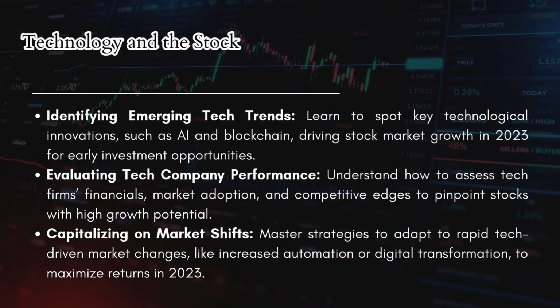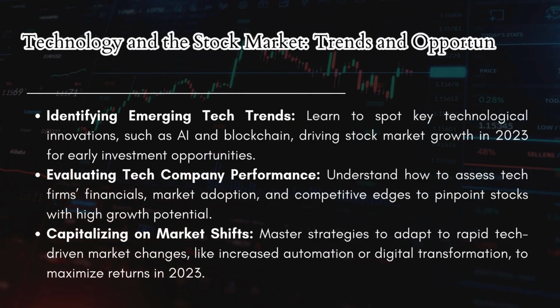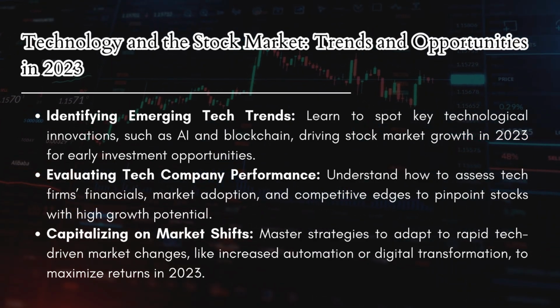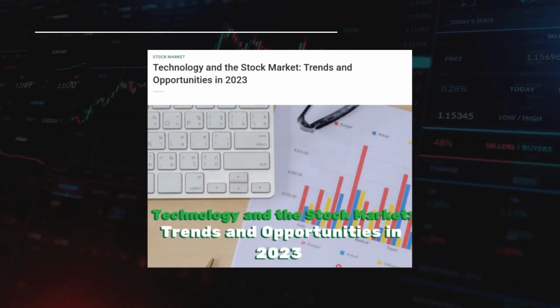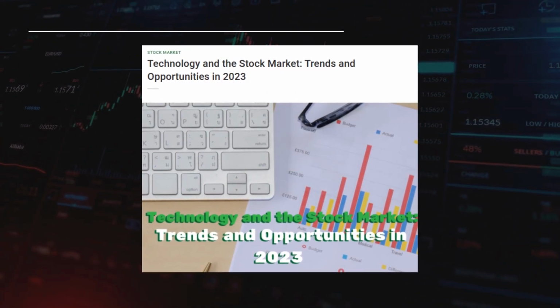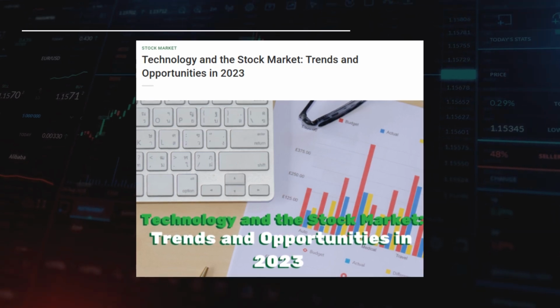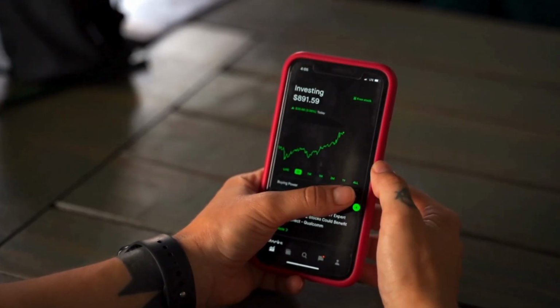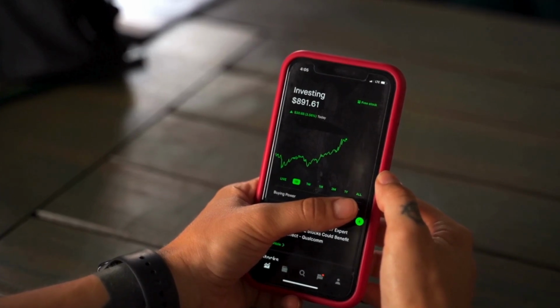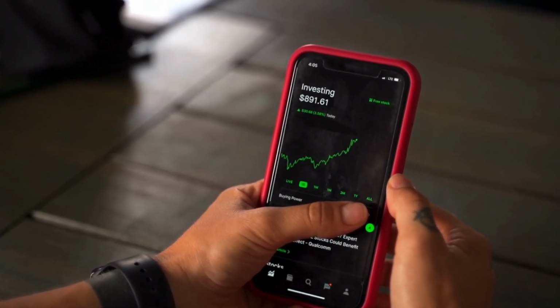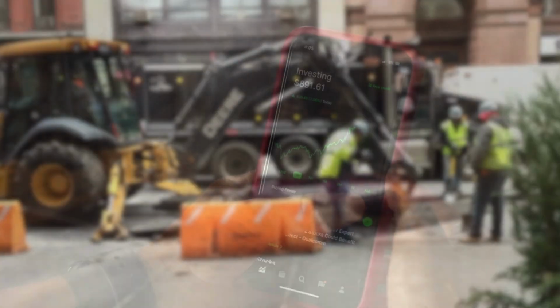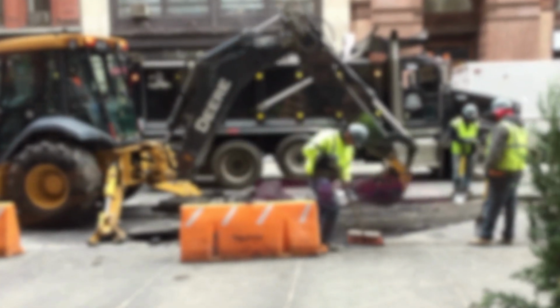7. Technology and the stock market. Trends and opportunities. Here you will learn identifying emerging tech trends. Learn to spot key technological innovations, such as AI and blockchain, driving stock market growth in 2023 for early investment opportunities.